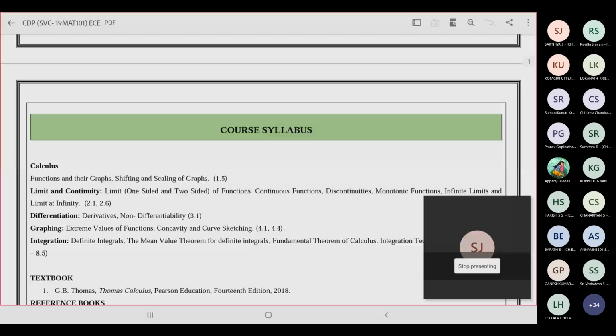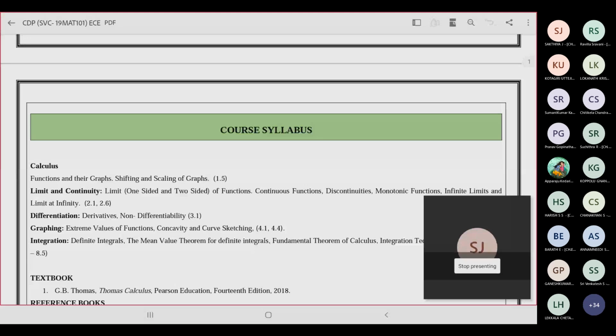So in your Microsoft Team, there is a folder named Files. You can see your course ECE 19 MAT 101, and you can see a folder Files. Inside this folder, I have already uploaded your CDP as well as the textbook.